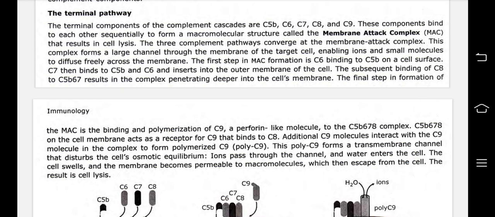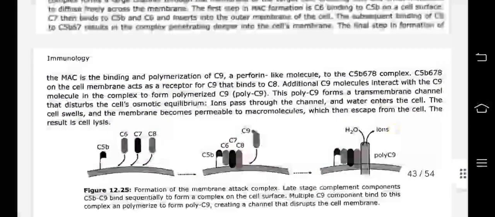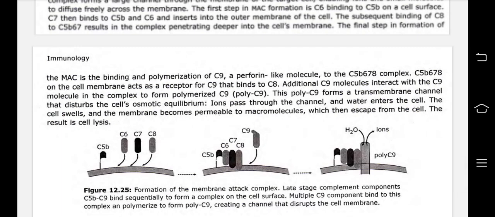The subsequent binding of C8 to C5b67 results in the complex penetrating deeper into the cell's membrane. The final step in formation of the MAC is the binding and polymerization of C9, a perforin-like molecule, to the C5b678 complex. This complex on the cell membrane acts as a receptor for C9 that binds to C8. Additional C9 molecules react with the C9 molecule in the complex to form polymerized C9. This poly C9 forms a transmembrane channel that disturbs the cell's osmotic equilibrium.